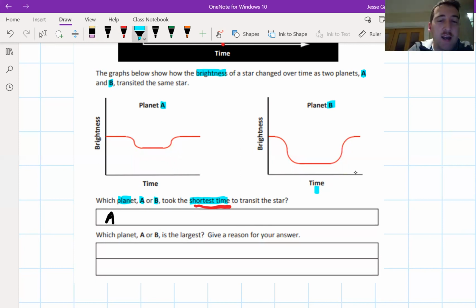It says which planet, A or B, again, is the largest, and give a reason for your answer. So this time you can't just write A or B. You have to give a reason for your answer. So pause the video, write down A or B first. Do that now.